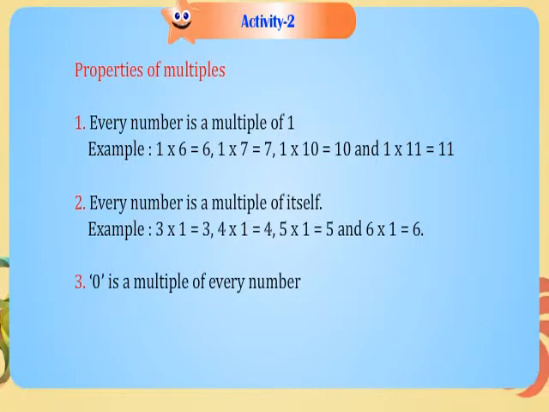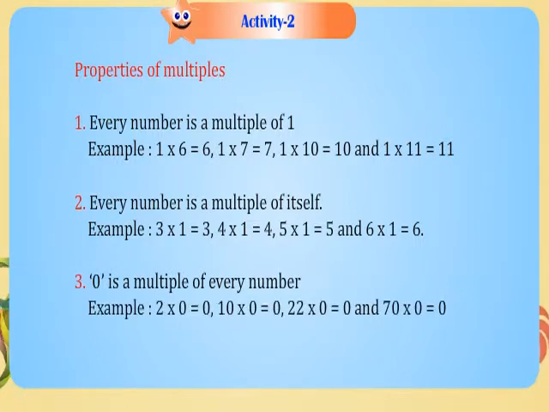Third, 0 is a multiple of every number. For example, 2 into 0 equals 0, 10 into 0 equals 0, 22 into 0 equals 0 and 70 into 0 equals 0.